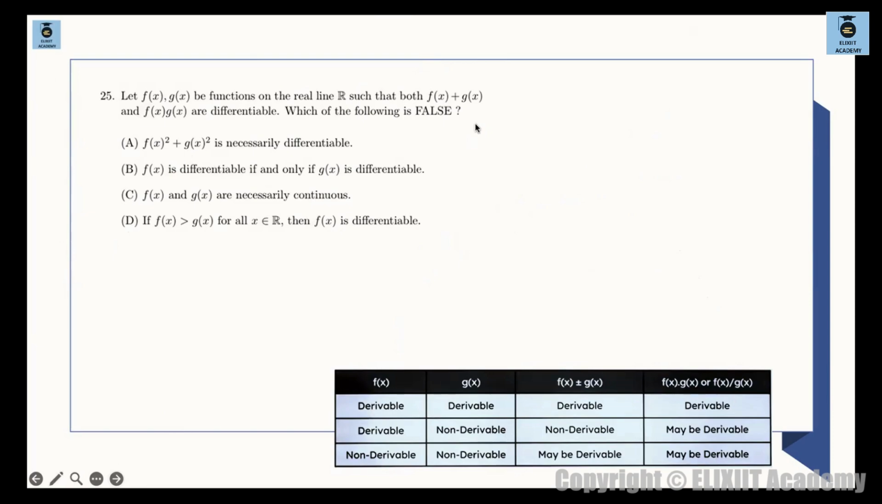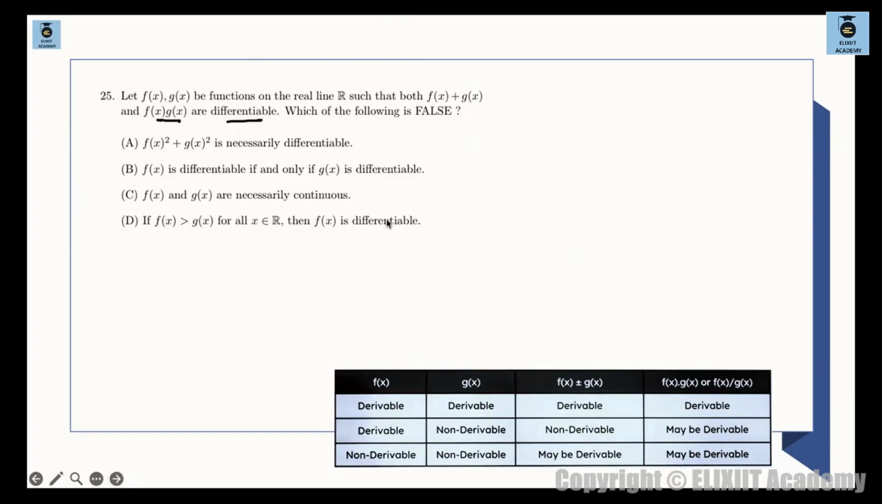Okay, next we have this question which says that f(x) and g(x) are functions on the real line such that both f(x) plus g(x) and f(x) into g(x) are differentiable. So which of the following is false? Option A says f(x) square plus g(x) square is necessarily differentiable. Now this is differentiable, this is true, this is not false.